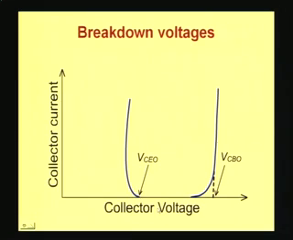Now if the transistor is operating in common base mode, that is the collector voltage is applied with respect to the base voltage, then your breakdown voltage is higher, and this breakdown voltage is referred to as VCBO, that is collector to base breakdown with emitter left open. So we will also explain why VCBO is much higher than VCEO.